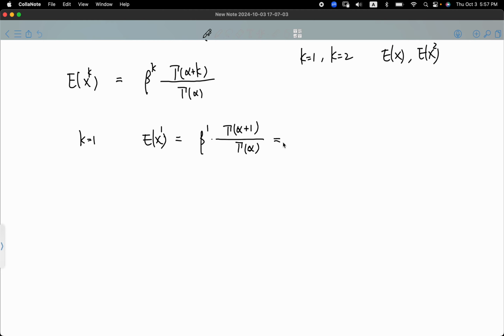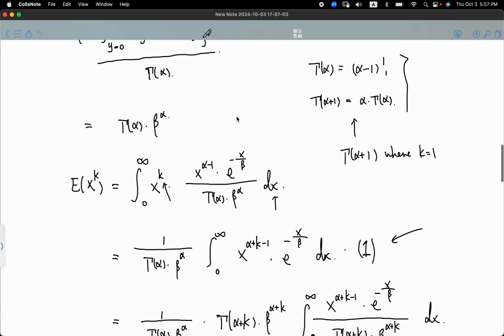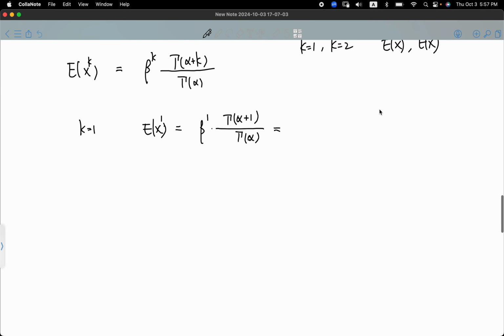Now we can use the property that I mentioned earlier, which is this one: gamma of alpha plus 1 is equal to alpha multiplied by gamma function of alpha. So we will have beta alpha gamma of alpha over gamma of alpha, and this reduces to alpha beta, the product of the parameters for your gamma distribution. This should be your solution for exercise 3. So you can use this to verify whether you have the procedure correct or not.